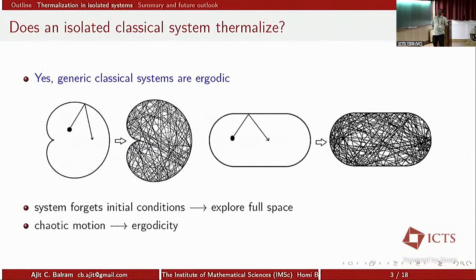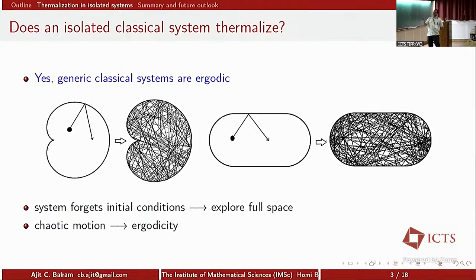So one can ask this question: does an isolated classical system actually thermalize? Generically, the answer is yes. The classic example of this is a billiard stadium and a ball. Let's say you start the ball in some position with some velocity. Then eventually, if you just track where the ball is going, the trajectories will fill up the whole billiard. For any generic shape of this billiard, you will find that these trajectories completely fill up the full space.